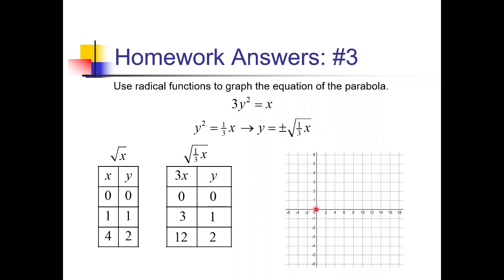All right, let's graph all this out. We have 0, 0. We have 3, 1 right here. And over here I've got 12, 2. And then to get negative radical 1/3 x, I'm going to reflect these non-zero points. So this becomes 3, negative 1 down here. And this one is going to become 12, negative 2. And then let's just draw the parabola through those 5 points.